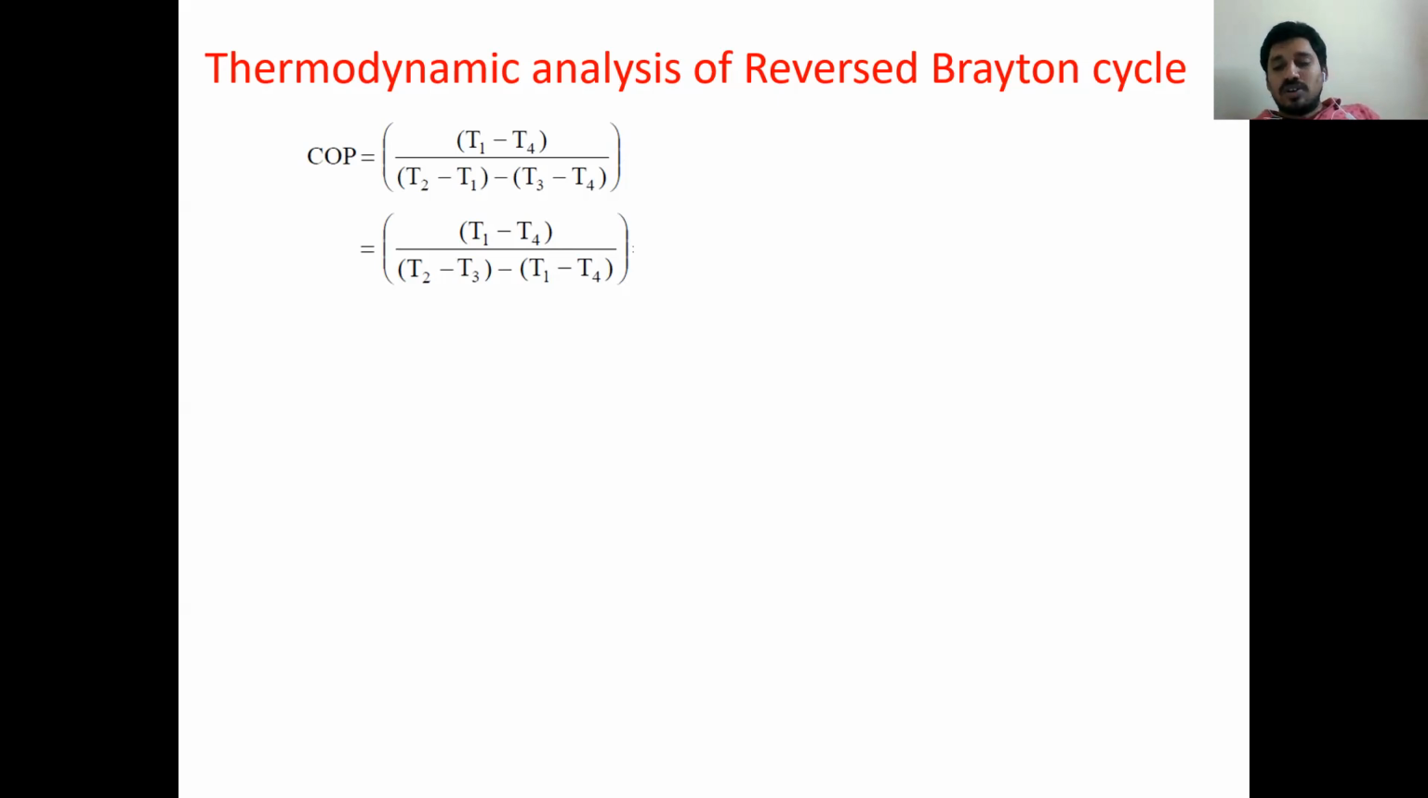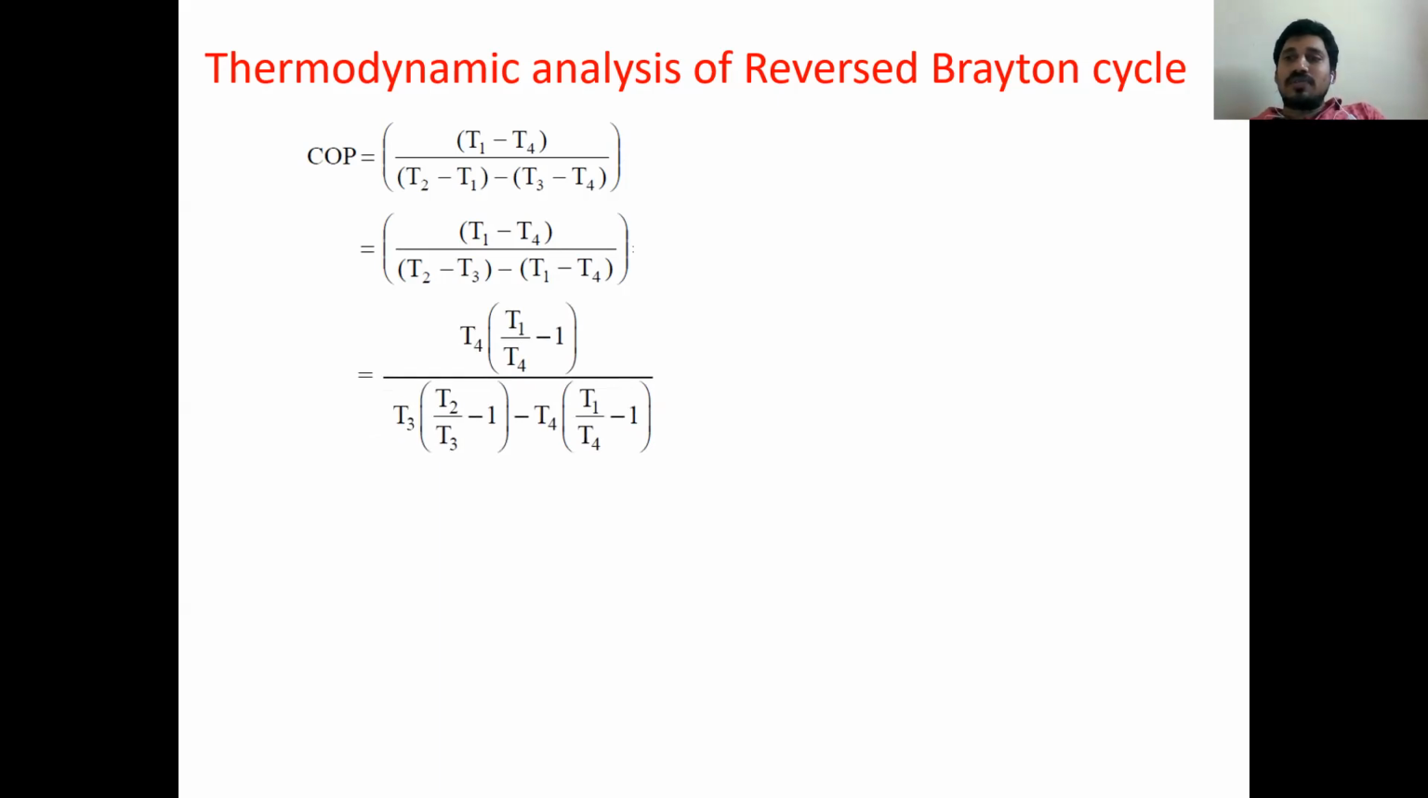Now in the numerator, I have taken T4 as common. If you take out T4, the numerator comes like that: T4 into (T1 by T4 minus 1). In the denominator, in the first component, I have taken T3 out, so T3 into (T2 by T3 minus 1), and from the second term I take T4 out, T4 into (T1 by T4 minus 1).